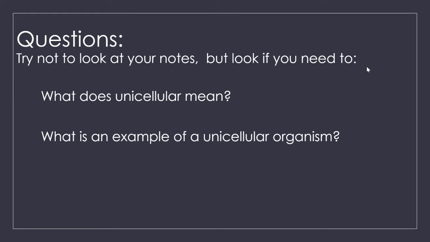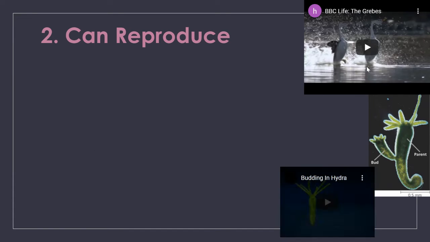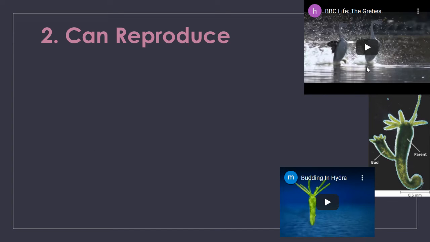All right, so try not to look back, but if you need to, that's okay to rewind and look back. But what does unicellular mean? Well, it means you have one cell. And what is an example of a unicellular organism? That's an amoeba. And what does multicellular mean? Many cells. And what is it called when our stomach cells do a certain job, but our skin cells have a completely different function than our stomach cells? That's cell specialization.